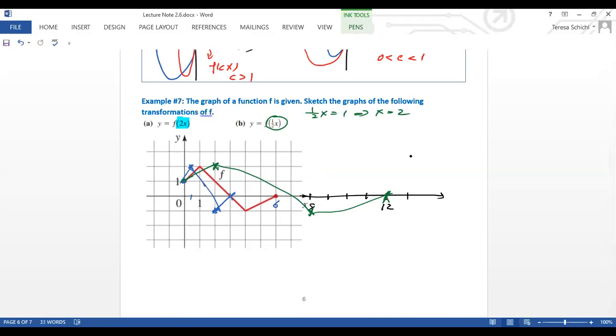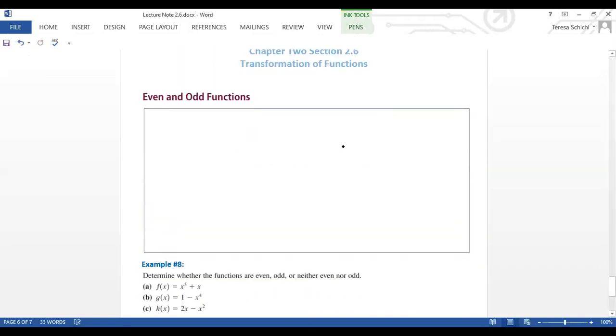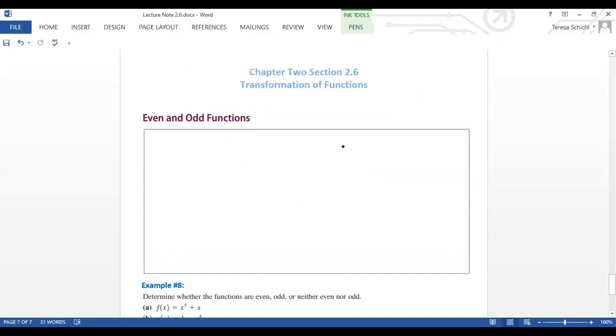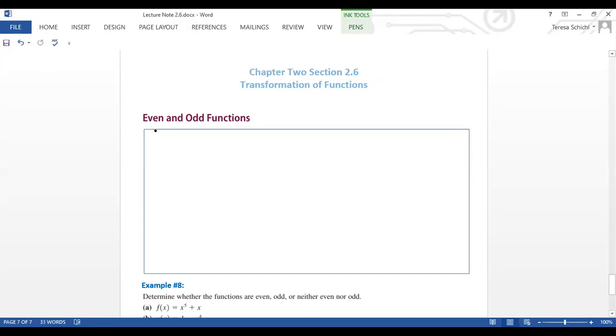So now, after we know that, we're going to talk about one very important concept: the even and the odd functions. For the even and odd functions, we have two different ways we can identify them. So the first way is from the graph.